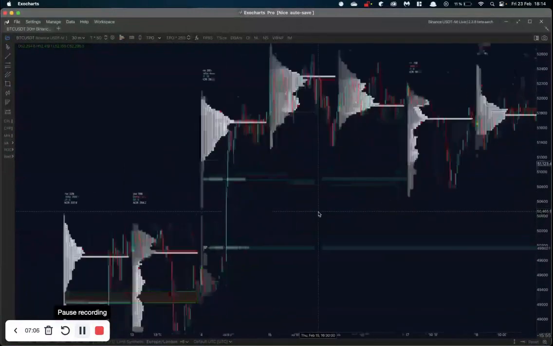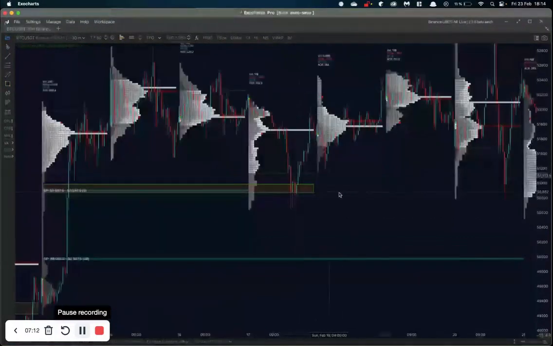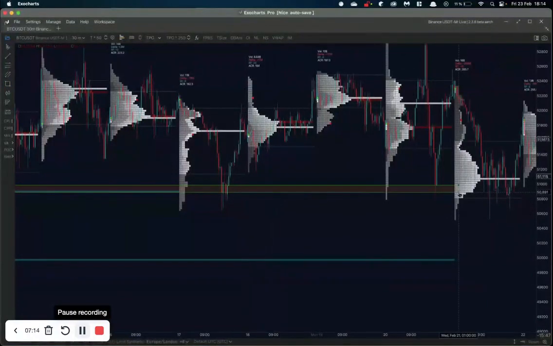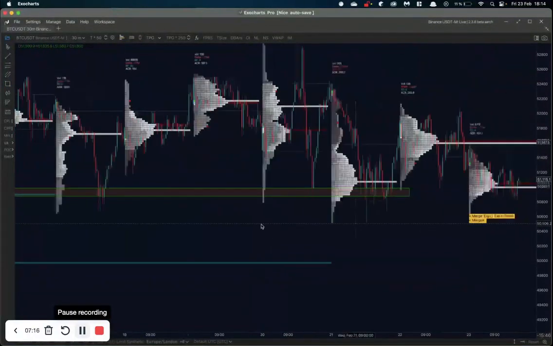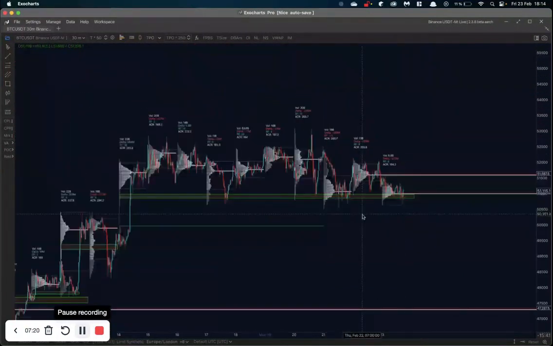And here as well with this huge single print. It pumped pretty perfectly off it once, twice, 3 times, and right now we're pushing through it. Actually, we're pumping from it again. So yeah.